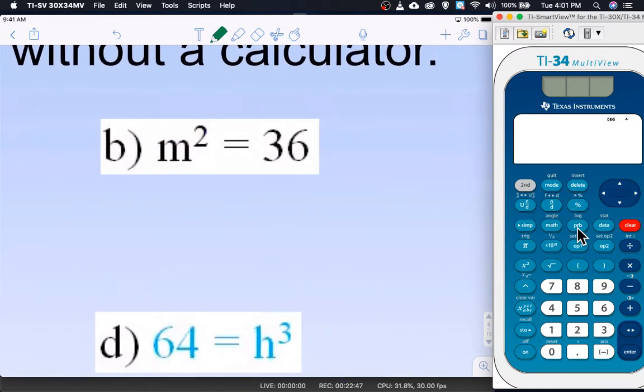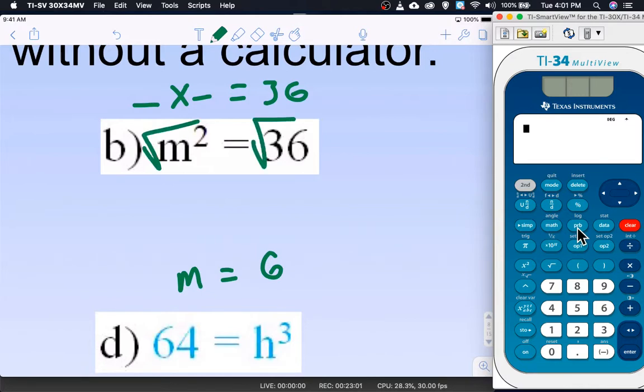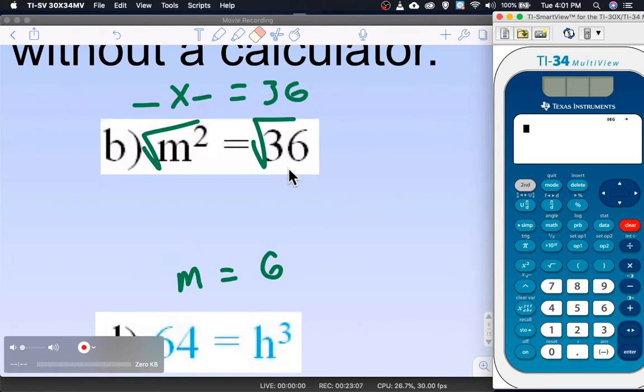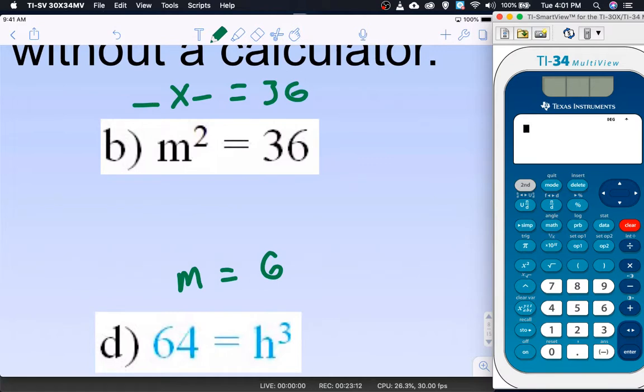This one. You probably know what number times itself equals 36. m equals 6. The math you're doing is square rooting both sides. But right now, without a calculator, that doesn't make much sense to us to do. It's more of mental math and understanding what you're doing. But did you know there's actually another answer to this question? Huh?